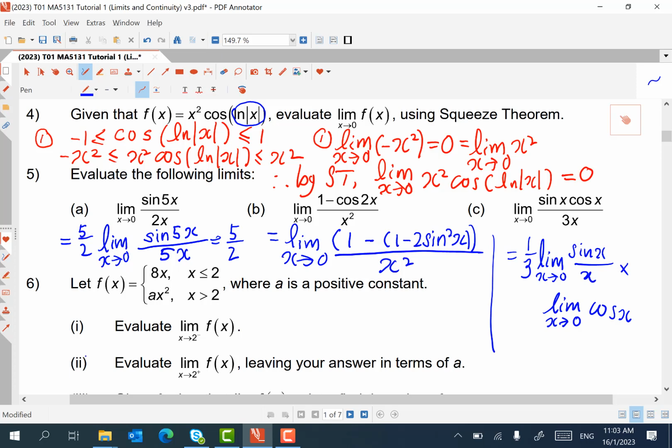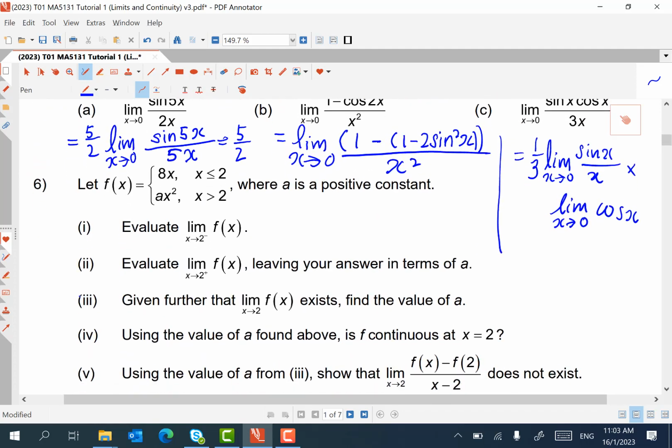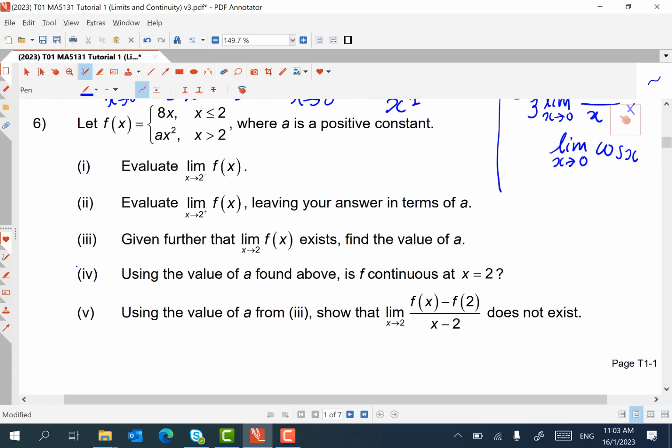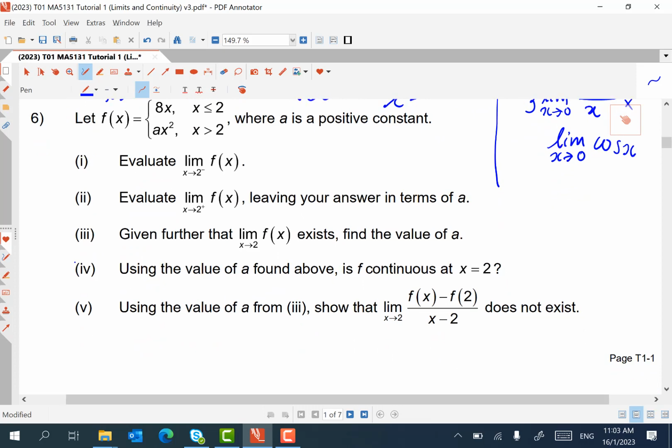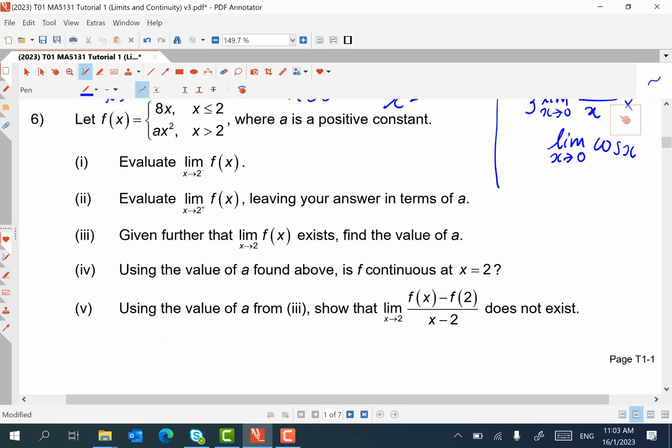Okay. That brings us to number 6. I intend to wait for Aiden so they can join us on number 6.